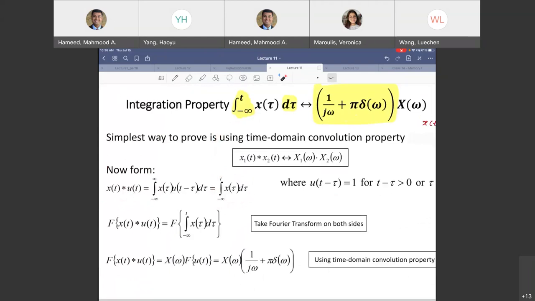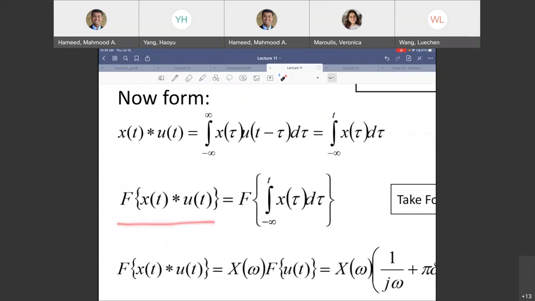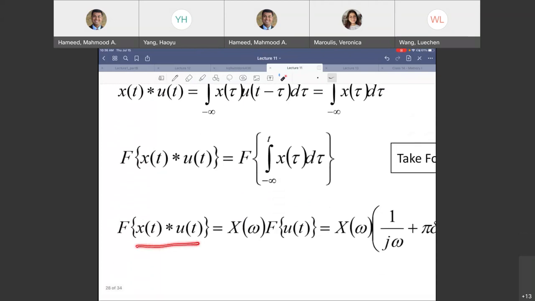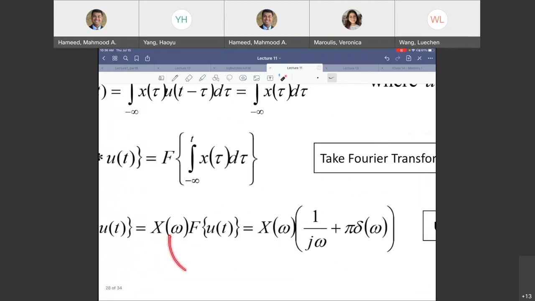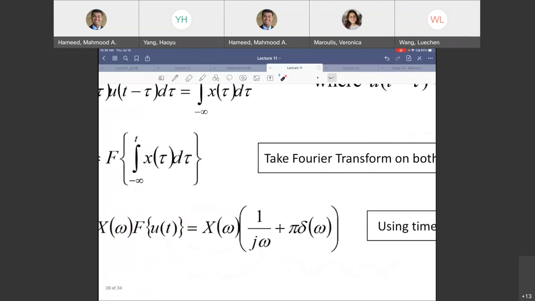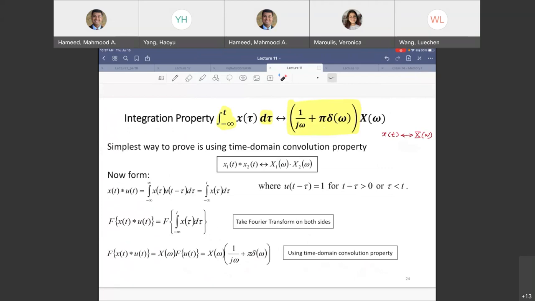In the frequency domain, that would be multiplication, right? So if you want to find the Fourier transform of x convolved with u, you're essentially finding the Fourier transform of the integral of x of tau d tau from negative infinity to t. Convolution in time domain is multiplication in frequency domain of what and what? X of omega, the Fourier transform of x, and the Fourier transform of u, the unit step. X of omega carries over. The Fourier transform of the unit step from our earlier result is 1 divided by j omega plus pi delta of omega. That gives you your integration property. Questions here? Using the time domain convolution property, we have proved the integration property. Remember, whenever you're tweaking something in the time domain, you are messing something up in the frequency domain. Over here, when you integrate, you're multiplying by that factor in the frequency domain.